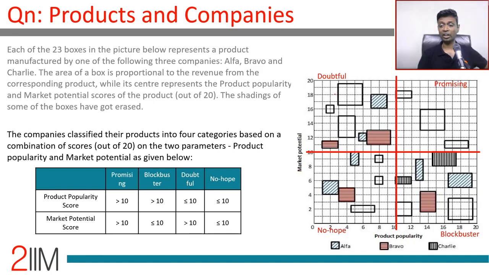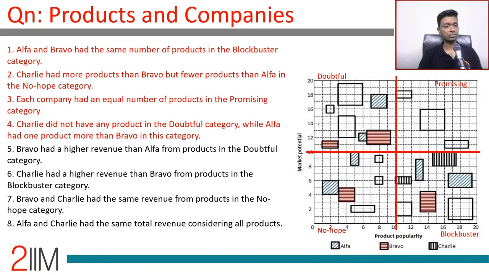Fine, I just outlined this, broken it into 4 quadrants: doubtful, promising, blockbuster, and no hope. 10 is the breaking point, the cutoff point for each of these. This is the category definition. We've done this quadrants part.